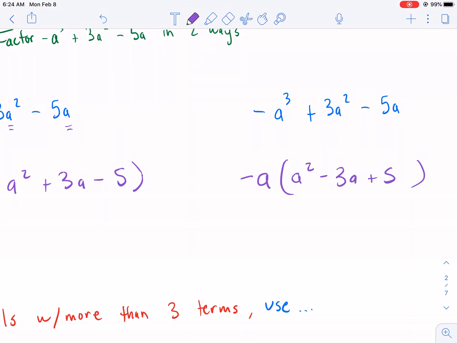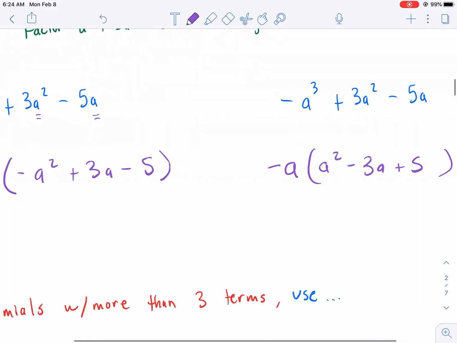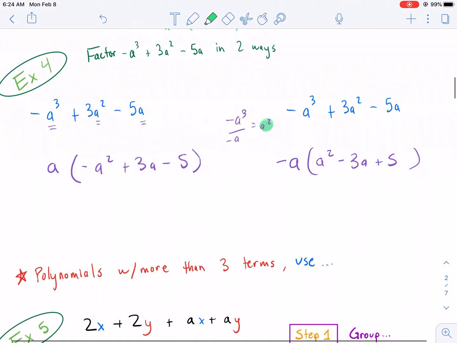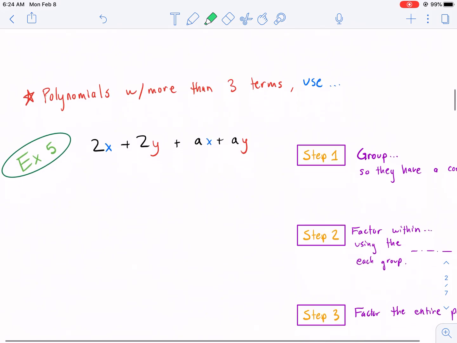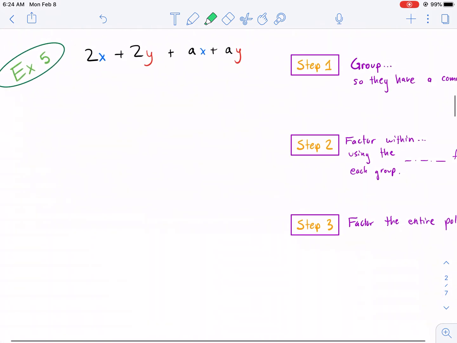So think about doing the opposite in the parentheses that we had before. We had a -a squared and a -5 before. And now we have a positive a squared and a positive 5 because we factored out a -a. When you divide -a cubed by -a, it becomes positive a squared. That's where the positive a squared comes from, right here. So if you want to have that a squared positive, you can factor out a negative. And that's useful because sometimes it's going to be a lot easier for us to have positive terms.